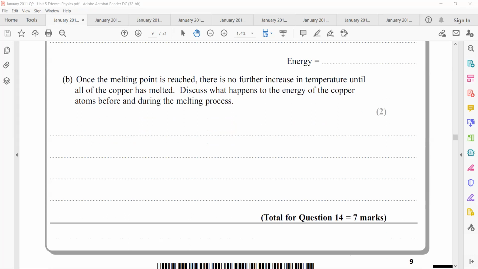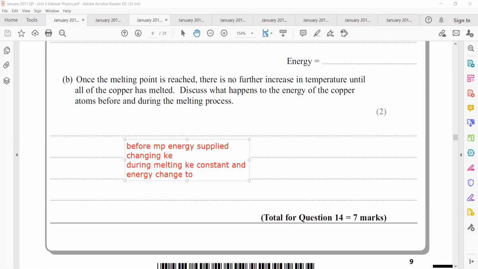So before the melting point, the energy supplied was changing the kinetic energy. But during the process of melting, because the temperature does not change, the kinetic energy will remain constant, and the energy changes to potential energy. That's why the particles move away from each other.